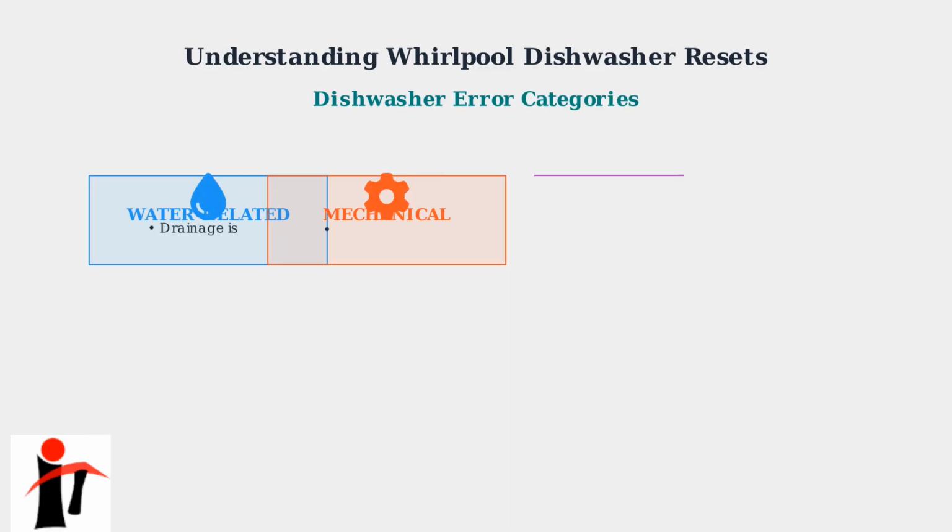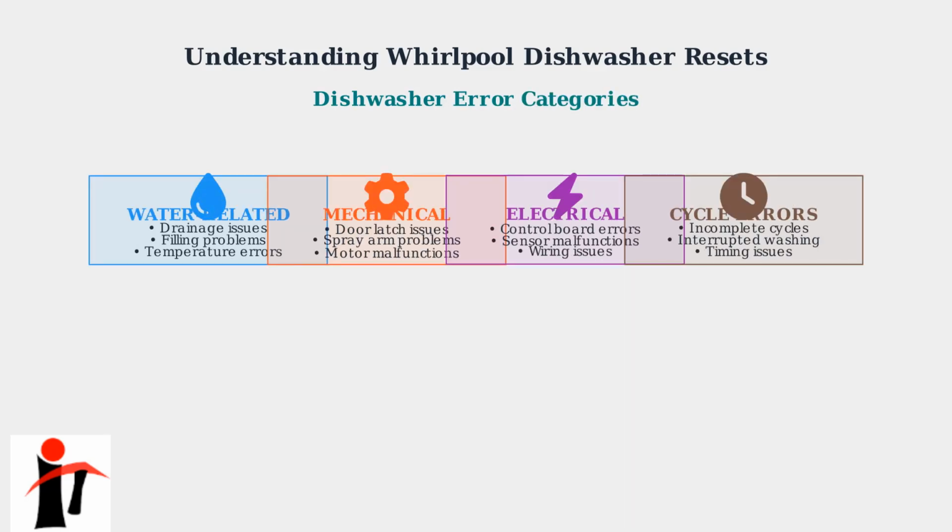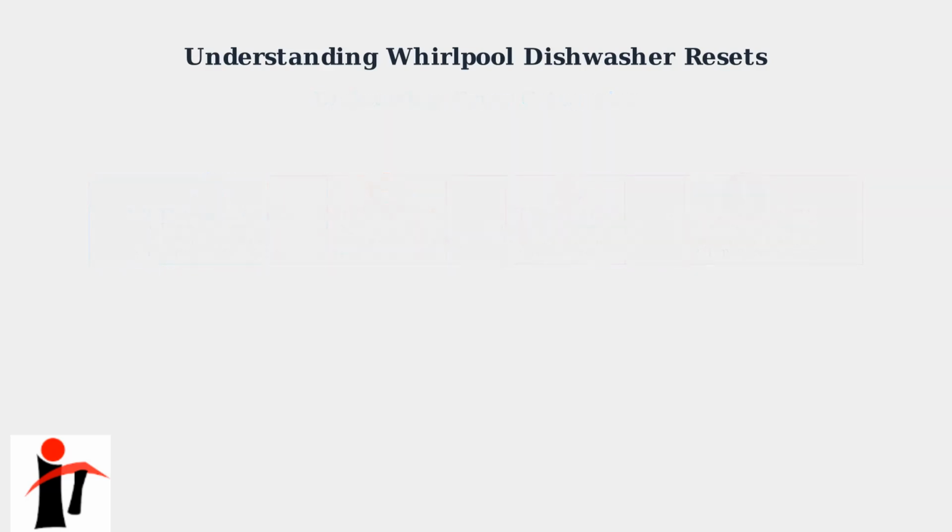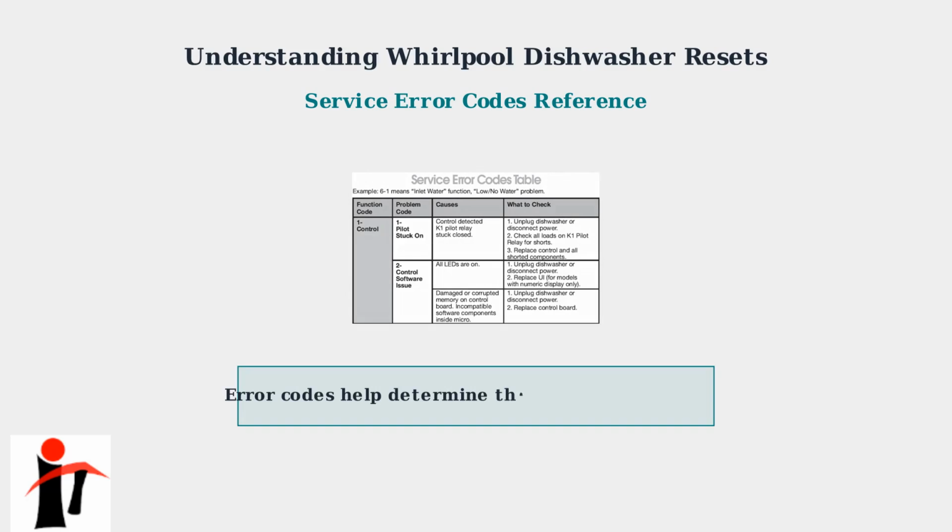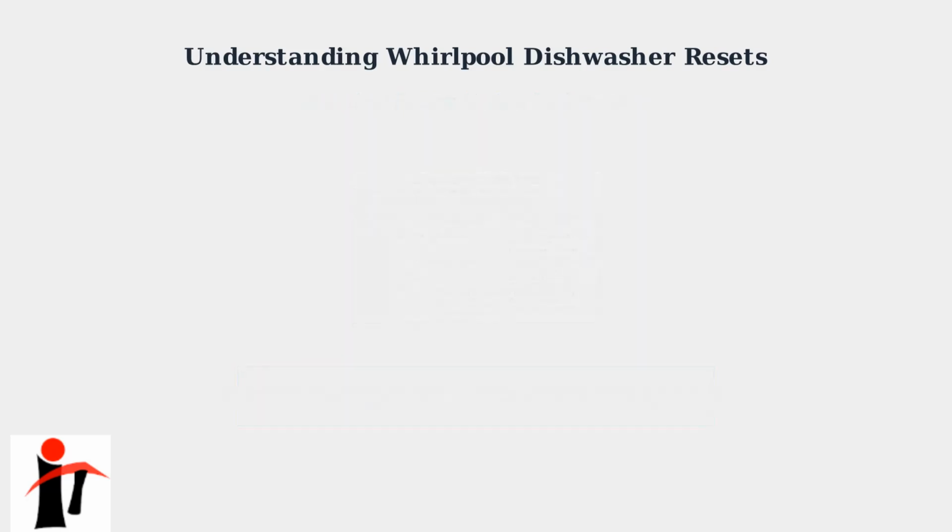Understanding the error system is key to successful troubleshooting. Dishwasher errors typically fall into 4 main categories, each requiring different approaches to resolution. Professional technicians use service error code tables like this one to diagnose specific problems. These codes help identify whether an issue requires a simple reset or more advanced troubleshooting. Understanding these error patterns helps you choose the most appropriate reset method.